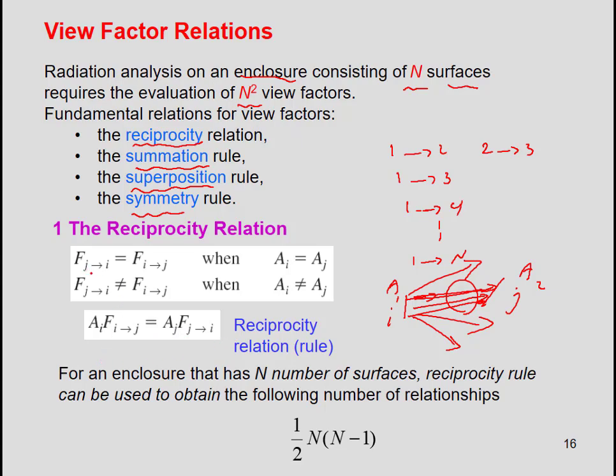The view factor from surface j to i is equal to the view factor from surface i to j when Ai is equal to Aj. Then simply we can cross out these two if the two surface areas are equal to each other. And when Ai is not equal to Aj, the view factor from each surface to the other one will not be equal to each other.